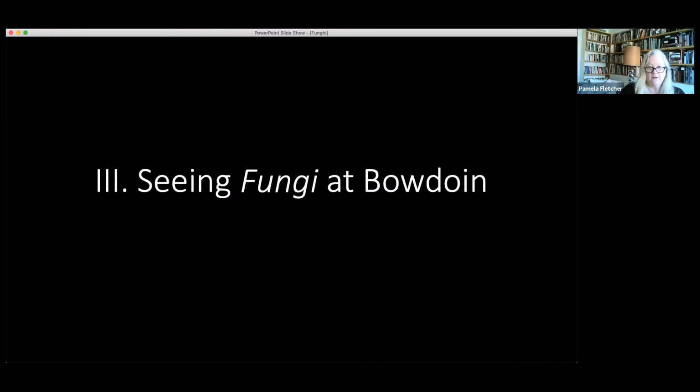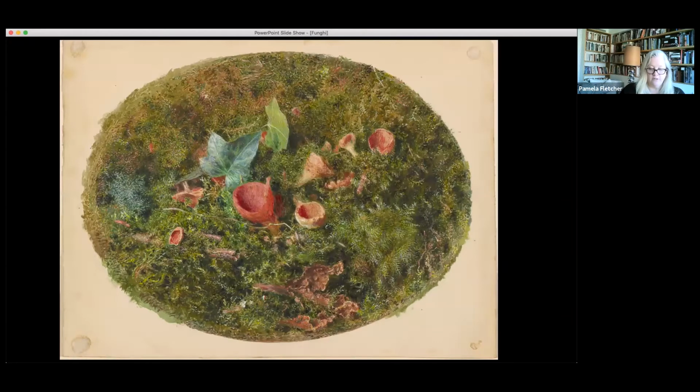3, seeing fungi at Bowdoin. So how did fungi come to be in the Bowdoin collection? It entered the collection in 1956, the gift of Susan Dwight Bliss. Bliss was the only daughter of Jeanette Bliss and the wealthy banker businessman George Bliss. She was an art collector and philanthropist who worked on social welfare causes. In the little I've been able to find out about her, it seems she never married and was close friends with a circle of women, including Sarah and Eleanor Hewitt, founders of the Cooper Hewitt Museum in New York.